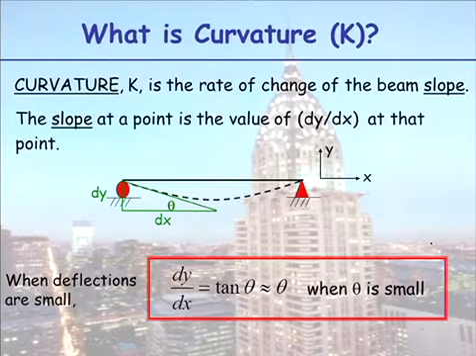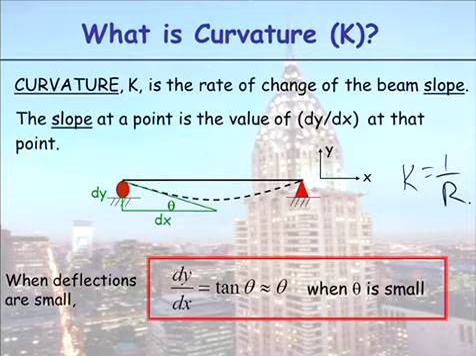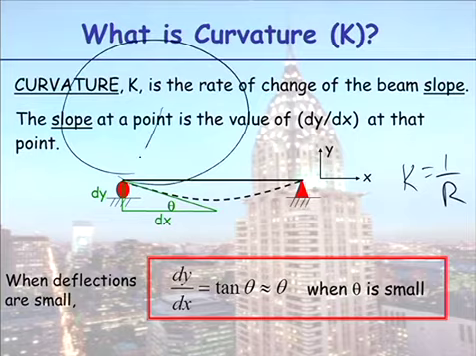What is curvature? We've come across it in bending. Curvature is the rate of change of the beam slope. Or did I define it as 1 on the radius? Yes, I also defined it as the inverse of the radius when you fit a circle to the amount the beam is curving at a point. But it is the rate of change of the beam slope. The slope at a particular point we would call dy dx.